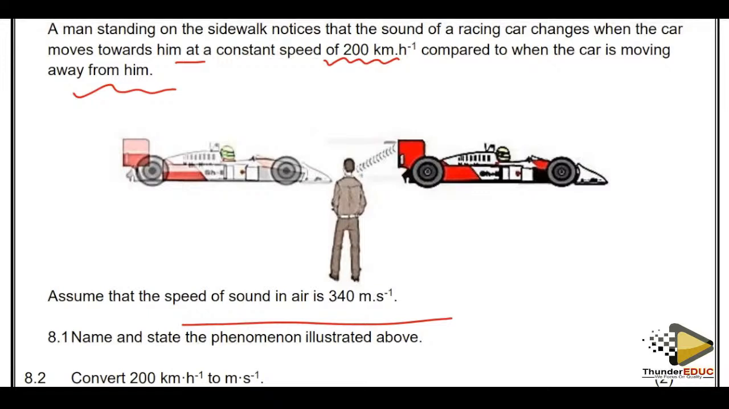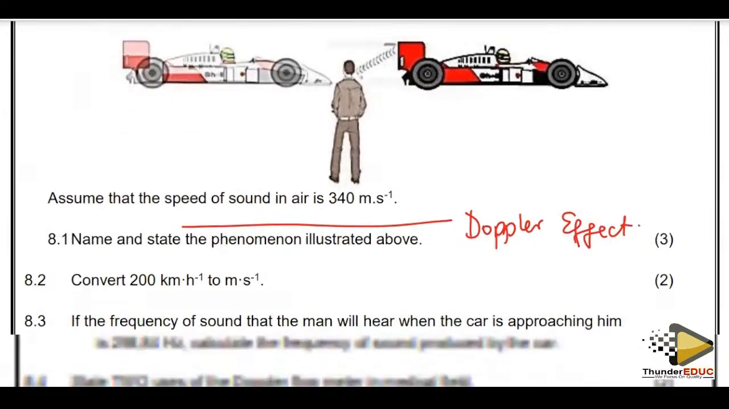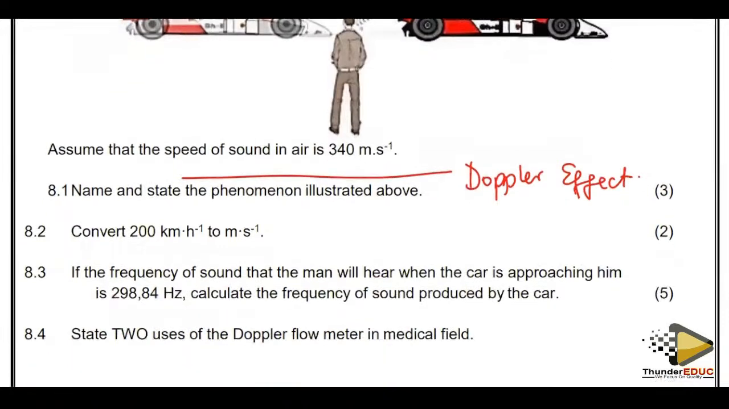Name and state. Okay, so for naming, I know it's the Doppler effect. The Doppler effect is the change in the observed frequency as a result of the relative motion of the observer and the source. You can state that for us. Then 8.2, convert 200 kilometers per hour to meters per second.